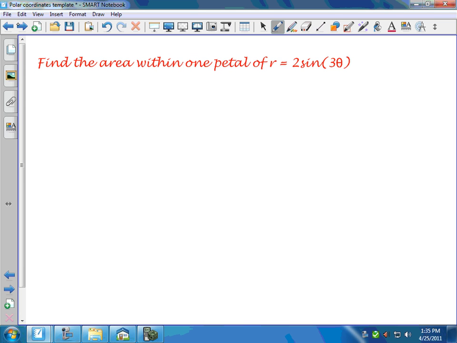I'd like to do the other one first, the one with the sine function. You'll see why in a minute. Find the area enclosed within one petal of r equals 2 sine of 3 theta.